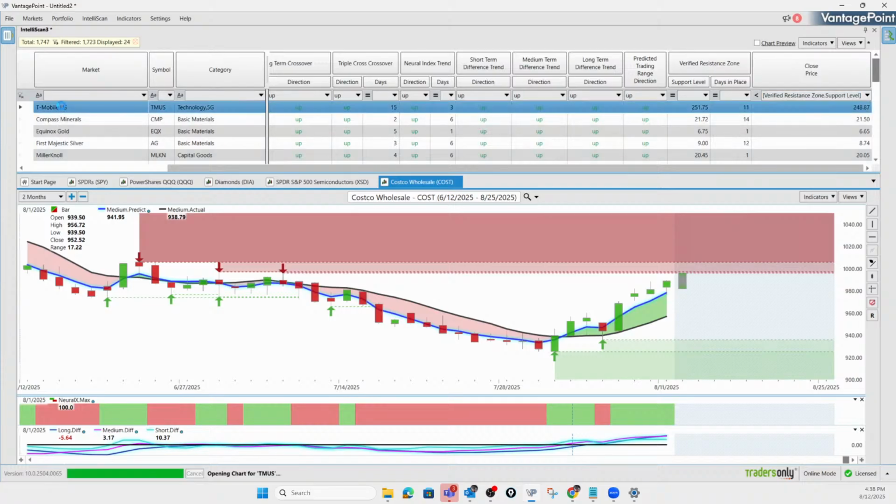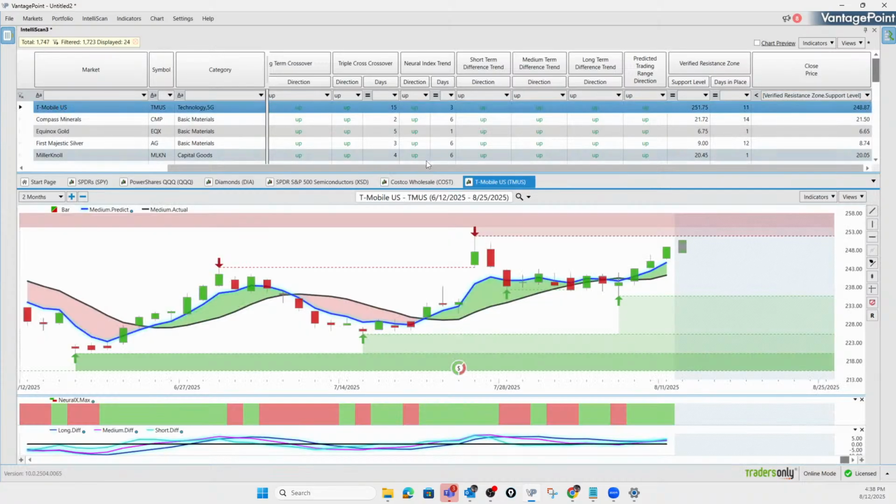So for example, let's take T-Mobile. And here we can see we do have room to run before we hit that resistance level.